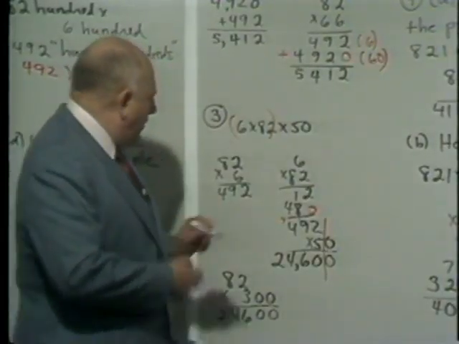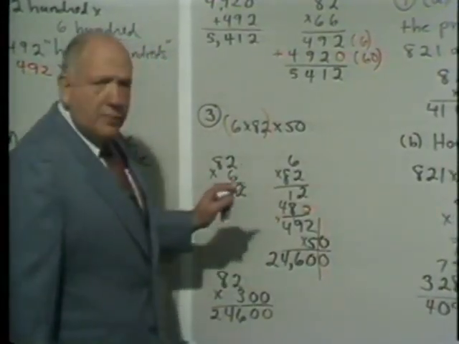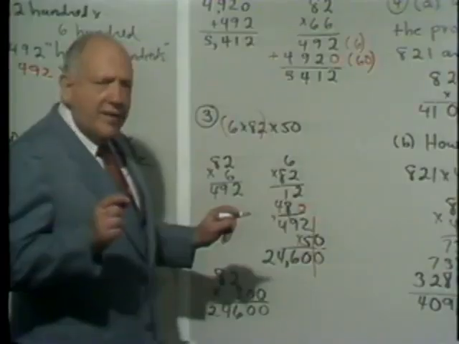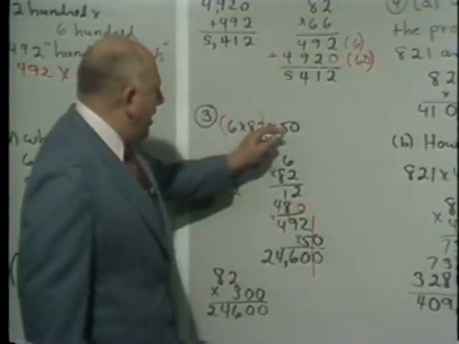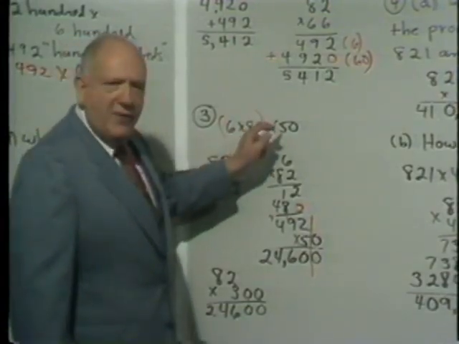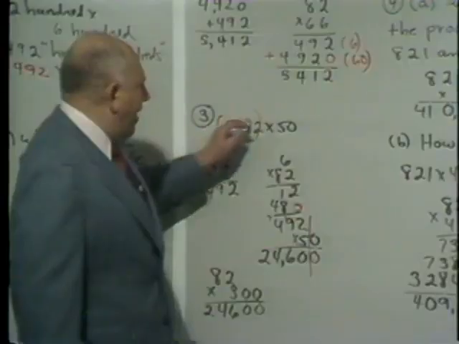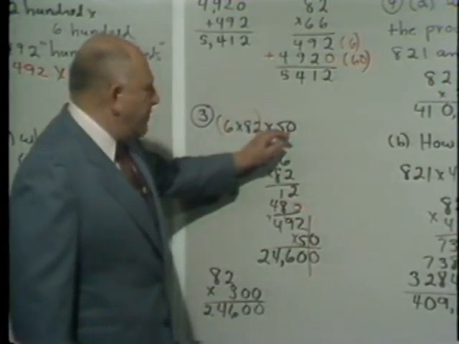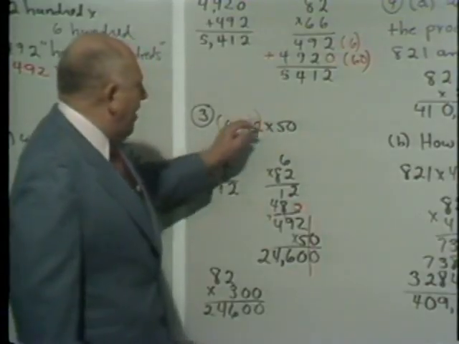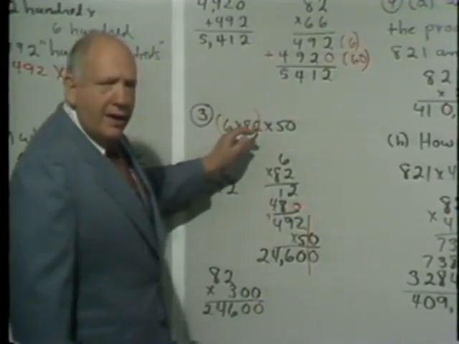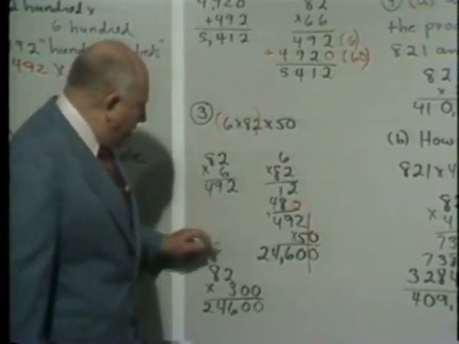The only thing I wanted to point out is that since multiplication is commutative, I can change the order of the factors. You see, going back to this, my eye may have picked up the fact that I can do 60 times 50 in my head. 6 times 5 is 30, annex the 0, that's 300. In other words, I could have said 6 times 50 is 300. Then I'll multiply the 82 by 300. And that's exactly what I do down here.